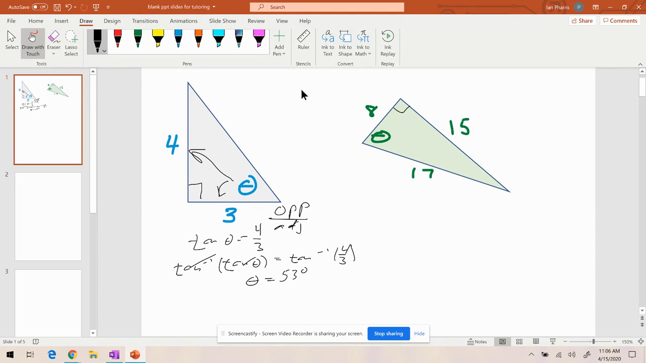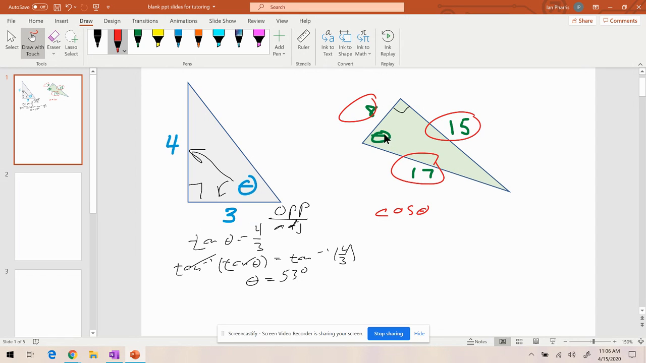Let's do the same thing over here on this triangle, except, wait a second. Hello, red pen. Wait a second, I've got a theta and I've got all 3 sides measured. I've got 17, the hypotenuse, and the legs 8 and 15. You can choose whichever function you want. Let's say in this one I wanted to choose, I don't know, let's say cosine of theta.